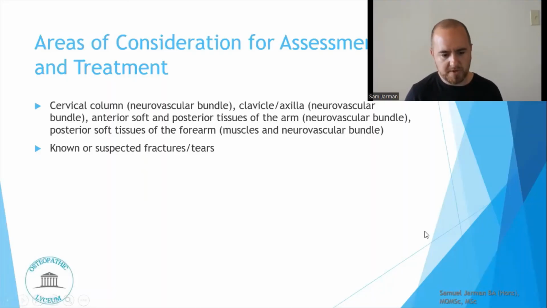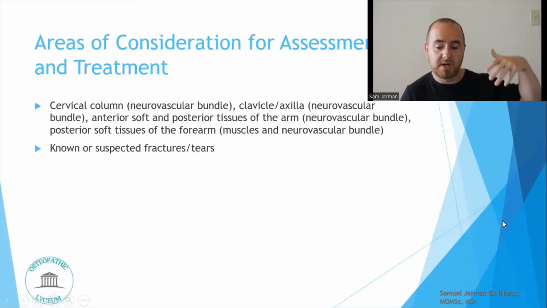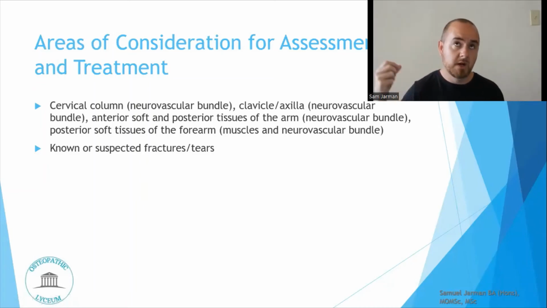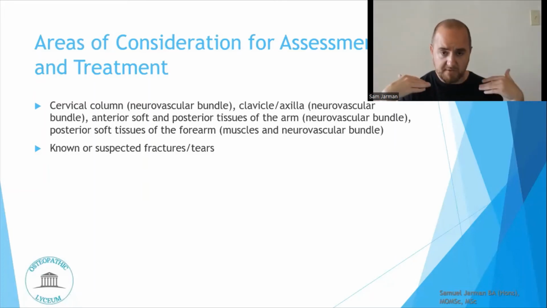All right. So, areas of consideration for assessment and treatment. Because of the brachial plexus being the primary point of control here, you're going to be looking at the cervical column. You're going to ensure that the cervical column is moving as it should. You're going to ensure that the clavicle and the axilla, right, so the clavicle should be moving in its planes, its axes. It should be moving away from the thorax and towards the thorax relatively freely. It should be moving up and down relatively freely.